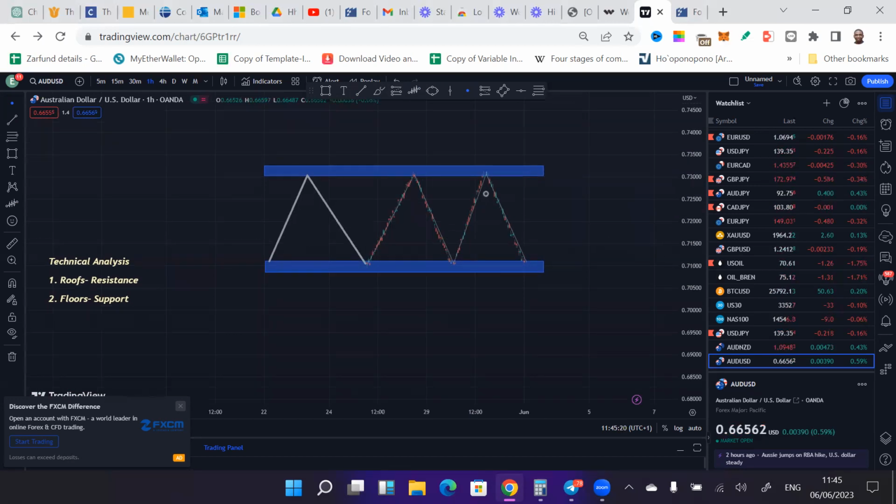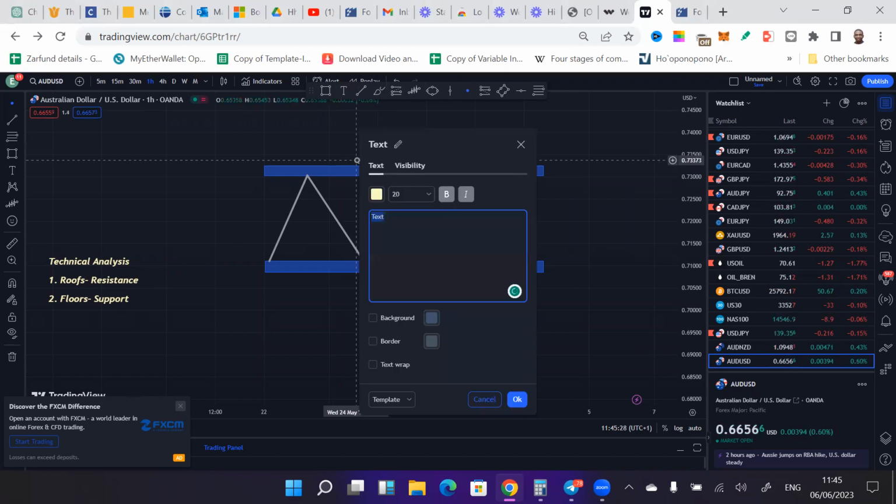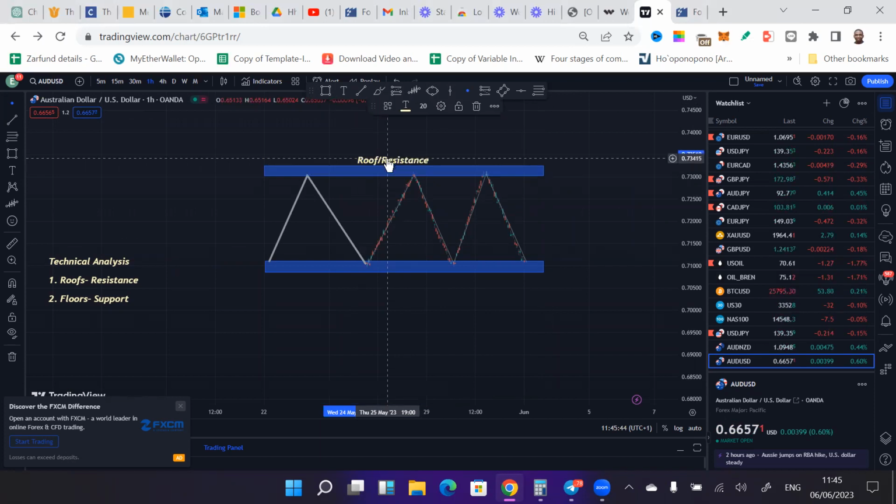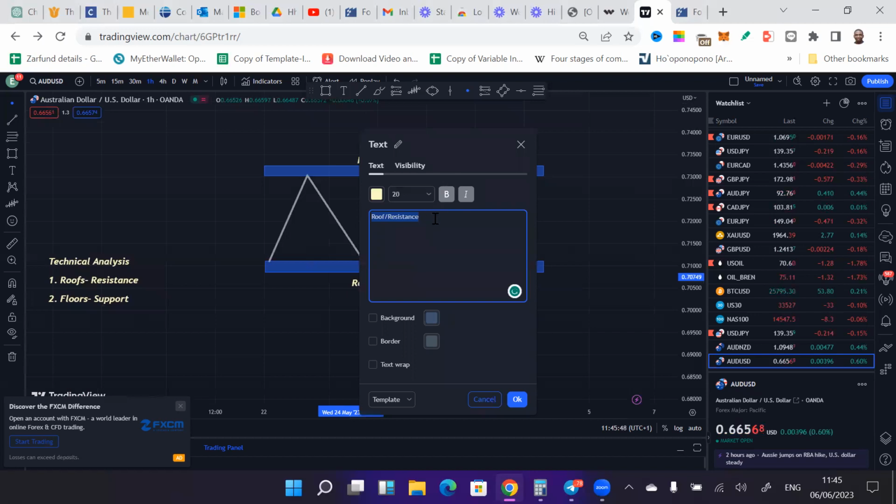Okay, so this is what we call a roof. This is the roof, also known as resistance. Then the floor: the roof is also known as a resistance, and a floor is also known as a support. So let's make that support. Floor, support.